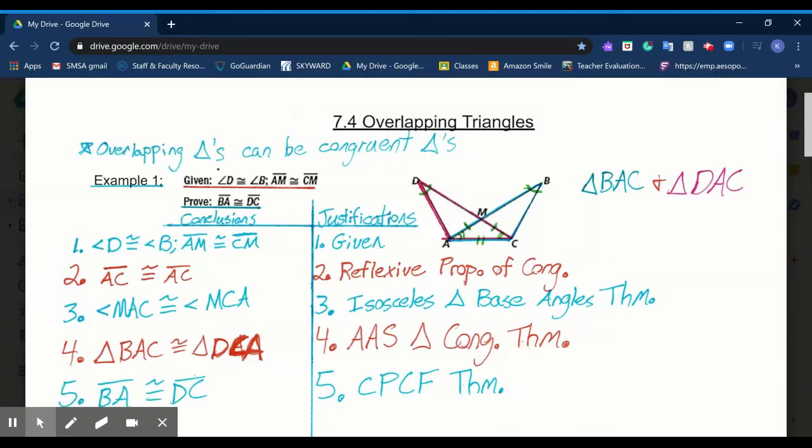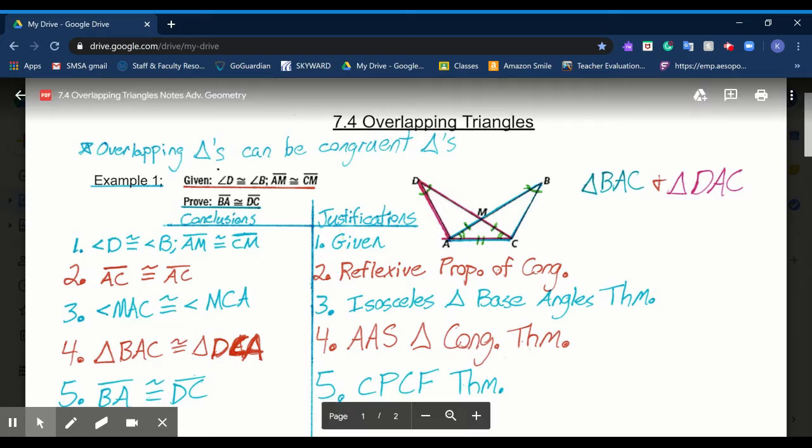Welcome to lesson 7.4, overlapping triangles for advanced geometry. So the main idea that we're looking at with today's lesson is this idea right here that overlapping triangles can be congruent triangles, and we especially want to look at them as possible congruent triangles for using them in proofs. So today the notes are just 3 different proof examples.